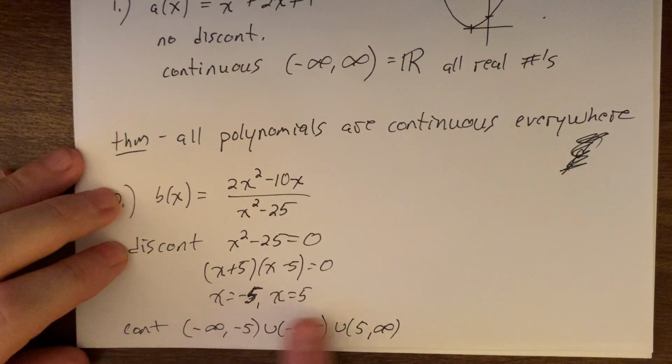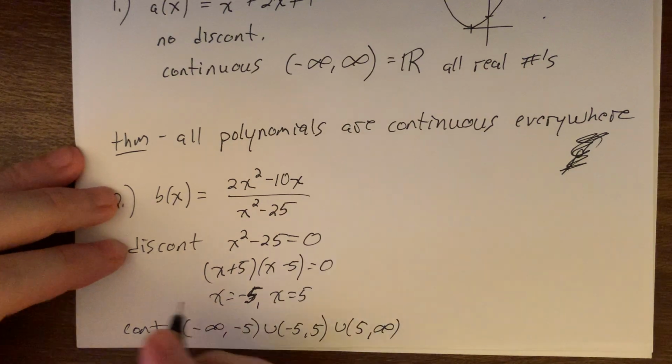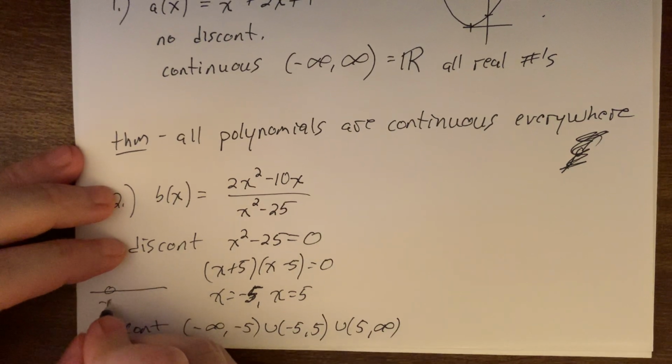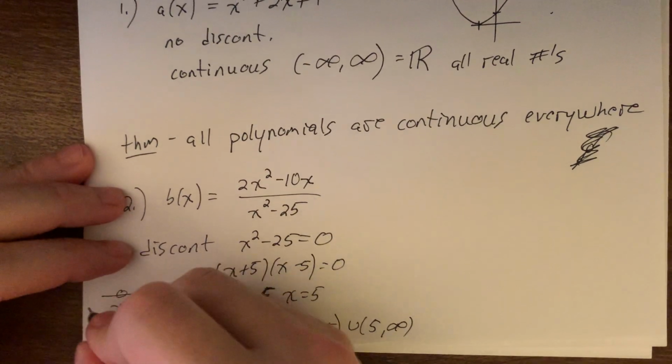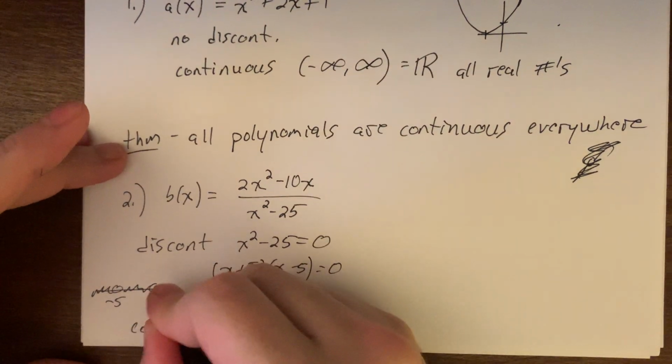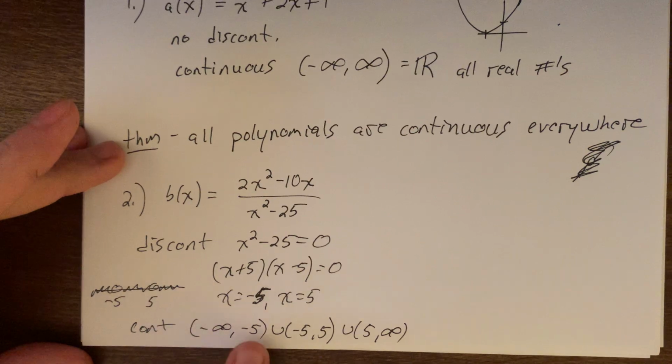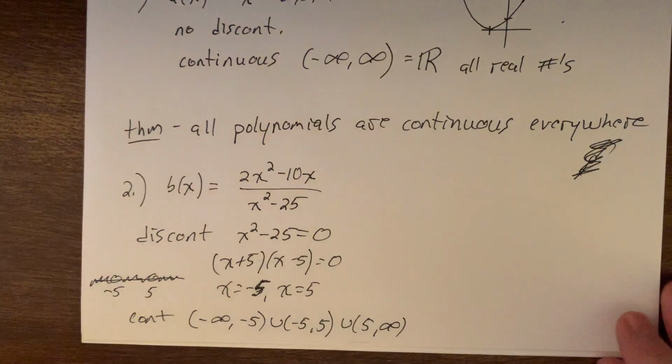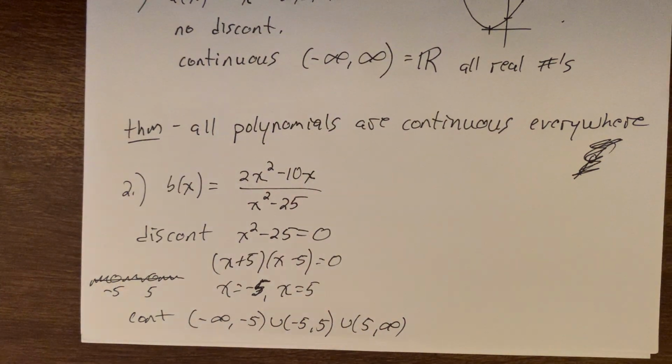If you want to draw a little x-axis and just put your circles, right? You don't even need a scale. That's -5, that's +5. I am continuous for all the other regions. Those are the 3 intervals I have down here. So, continuity, I found the discontinuities, everywhere else continuous.